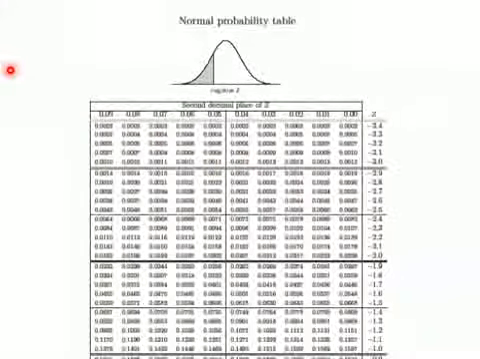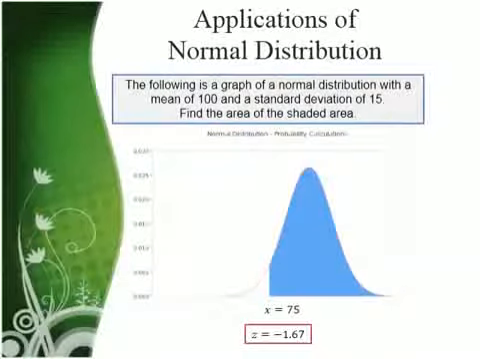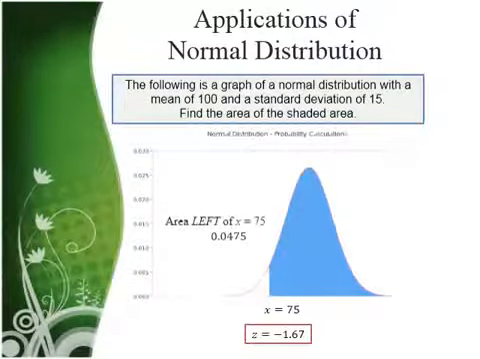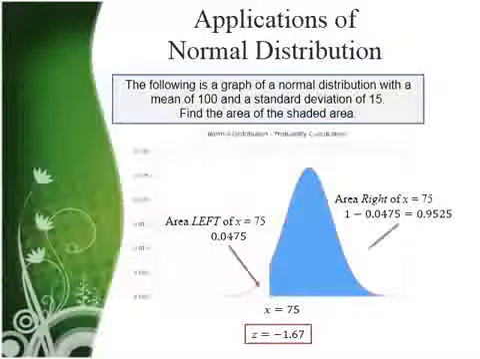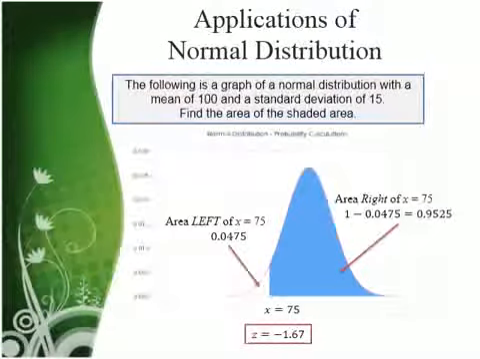So I just have to find negative 1.67 in my normal probability table. Looks like I'm in the negative 1.6 row. Over in the 0.07 column, it looks like I'm at about 0.0475. So we found the area to the left of 75, in other words, this red shaded area, is 0.0475. However, we wanted the area to the right of 75, so we simply have to take 1 minus 0.0475, and we get 0.9525 as the area to the right of 75 in this normal distribution.